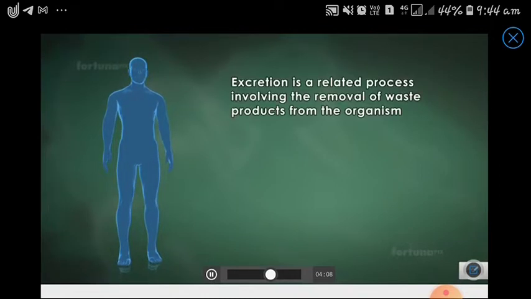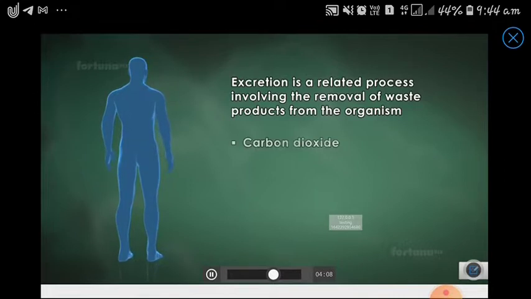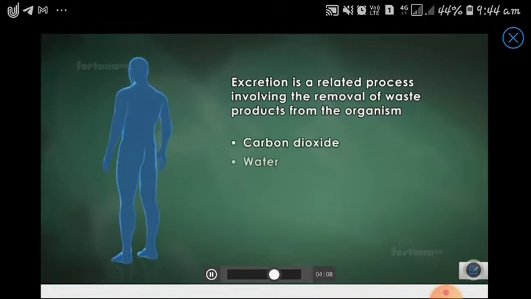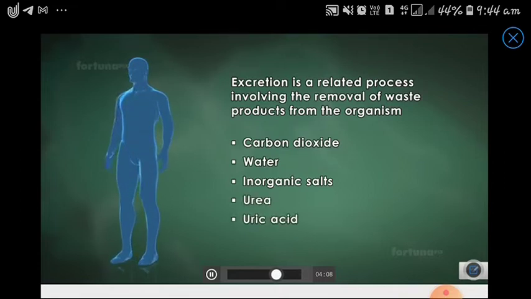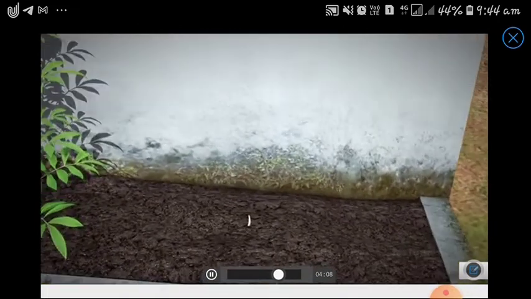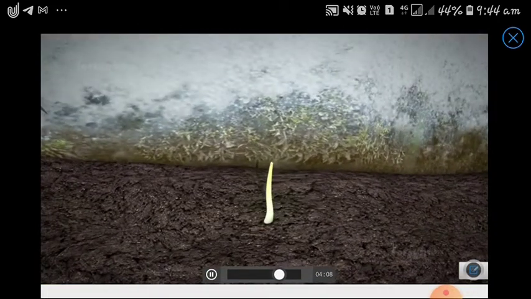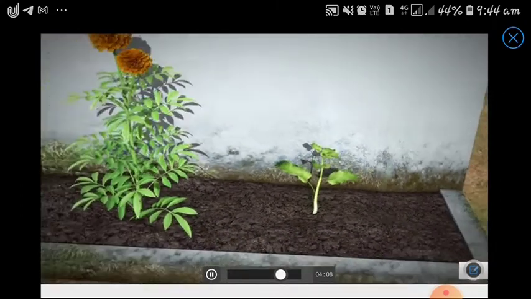Excretion is a related process involving the removal of waste products from the organism. Due to metabolic processes inside the body, byproducts such as carbon dioxide, water, inorganic salts, urea, and uric acid are formed and need to be expelled or excreted. Growth is another characteristic of living organisms. Over the course of their life, plants and animals increase in size, exhibiting growth.